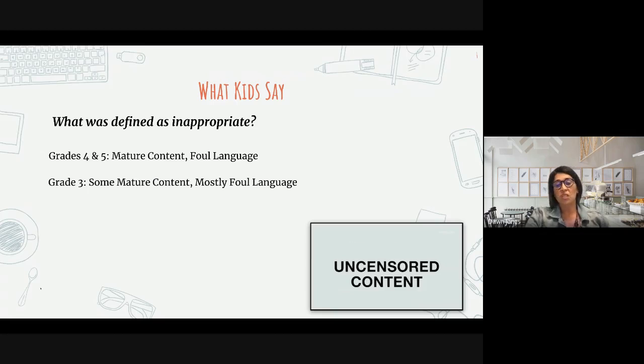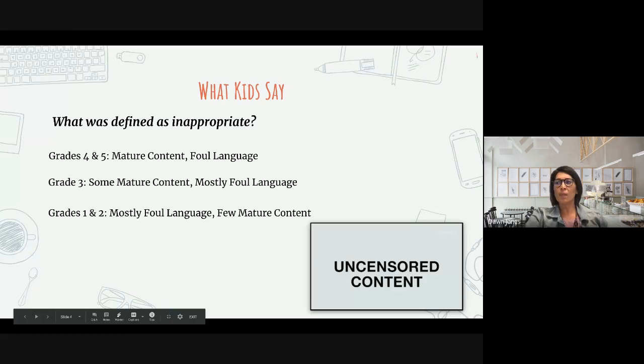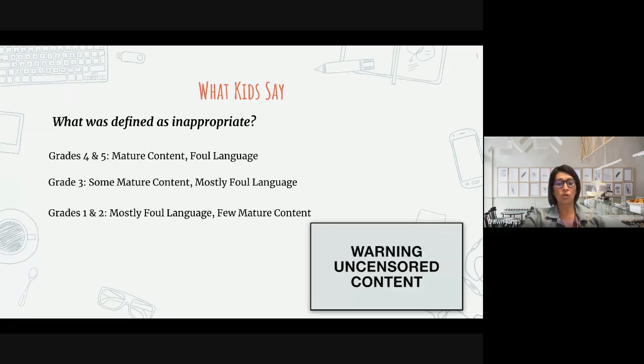Grade 3: some mature content, again, closing it out, things they wouldn't want to see, mostly foul language. Grades 1 and 2 is almost all foul language. They really struggled with what is inappropriate. That was a big term for them. So I let them define it, and those were like bad words. I think grade 1 used potty words as their definition. So that's the landscape of what inappropriate looks like to the students in our lower school, and what they deemed as inappropriate. Again, this is just anecdotal evidence through conversations that I've had.